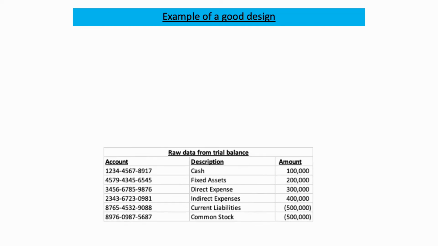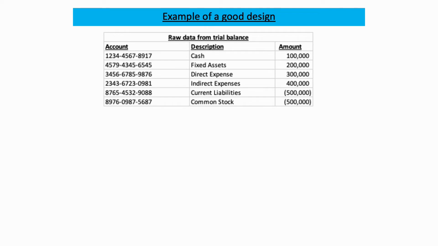So what would a good design look like, or what is an example of a good design? Most of you must be receiving your source data in roughly this format. I've taken an example from a trial balance that you might download from an ERP system like SAP or Oracle, or any other ERP system that your company is using. And your actual data out of the ERP system might look even worse than what I'm showing here in my sample table.